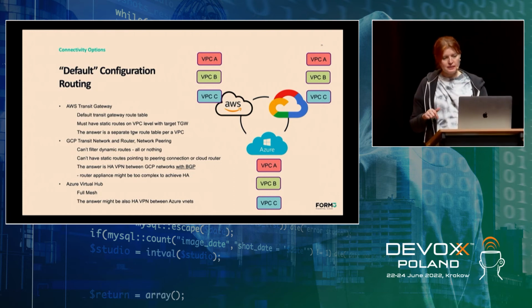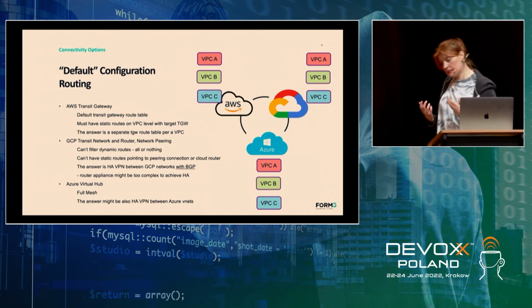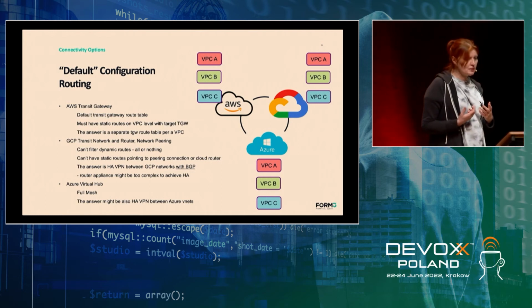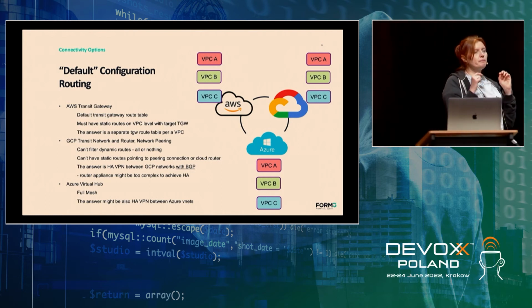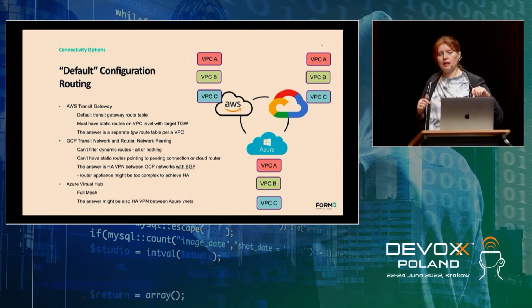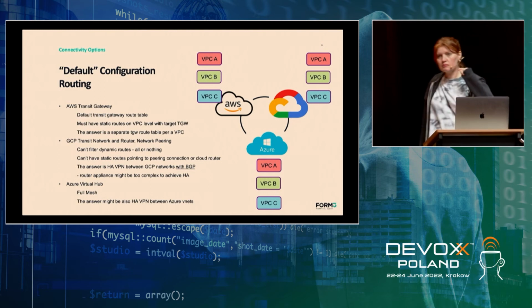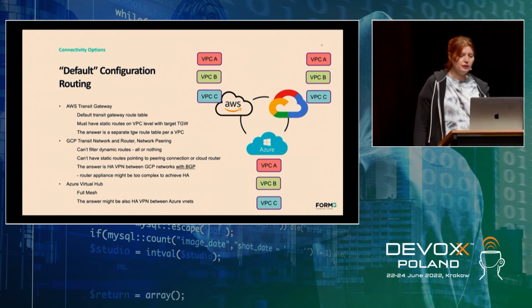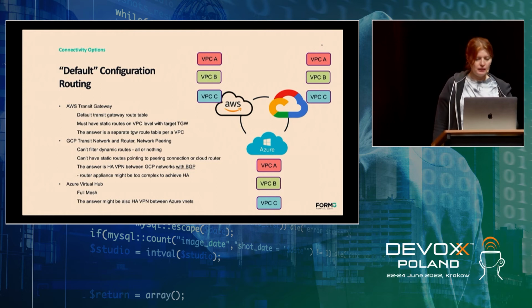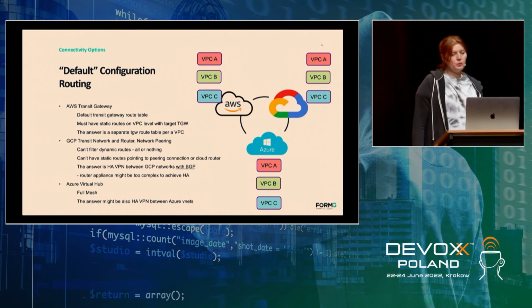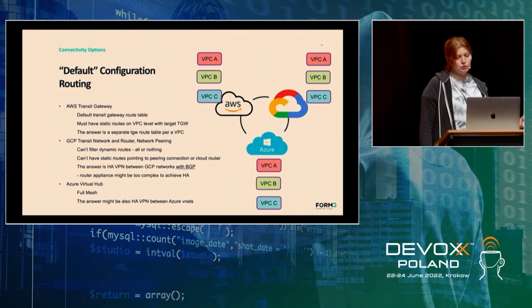In GCP Transit Network and Router, the problem is even more complex. Because, if you remember, we peer our virtual network to our transit network, and GCP doesn't support any kind of filtering or custom advertising in that case. It's like all or nothing. So we can't have static routes pointing to a peering connection or cloud router either.